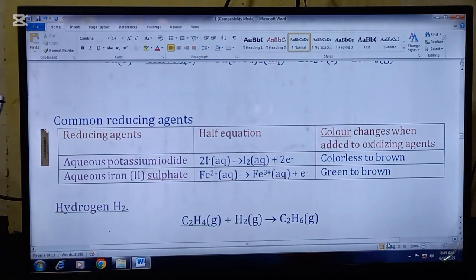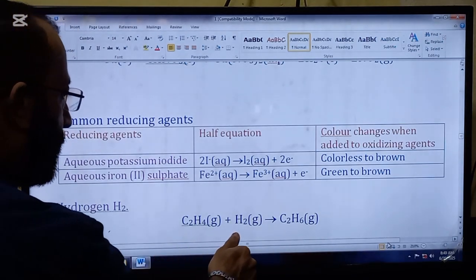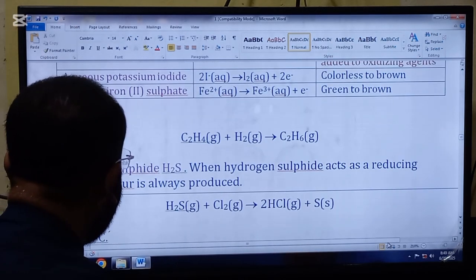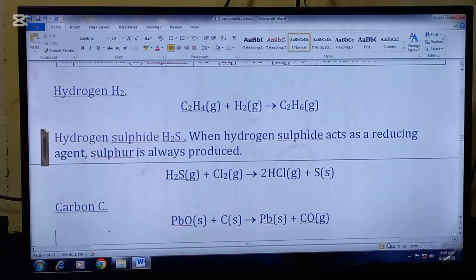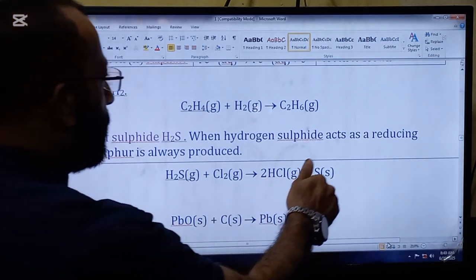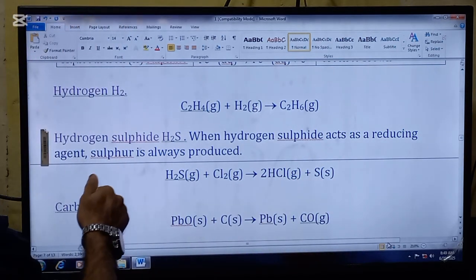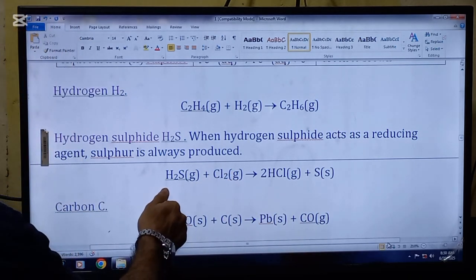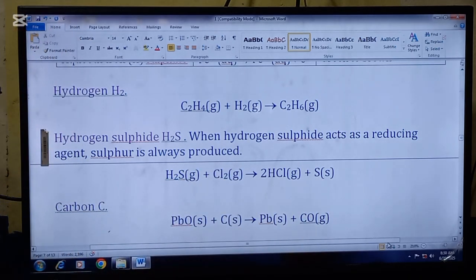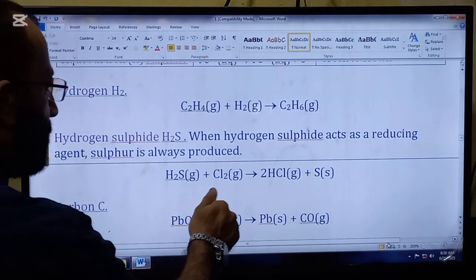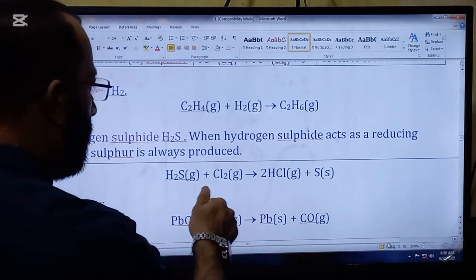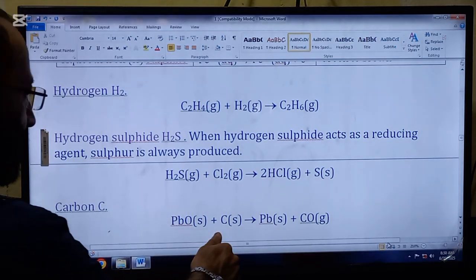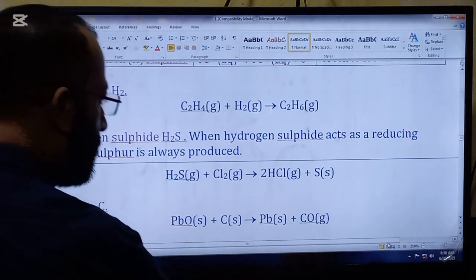Hydrogen: C2H4 plus H2 forms C2H6. Hydrogen sulfide: when hydrogen sulfide acts as a reducing agent, sulfur is always produced. So sulfur is produced when hydrogen sulfide acts as a reducing agent. The equation is H2S plus Cl2 forms 2HCl plus S. Carbon: PbO plus carbon forms Pb plus CO.